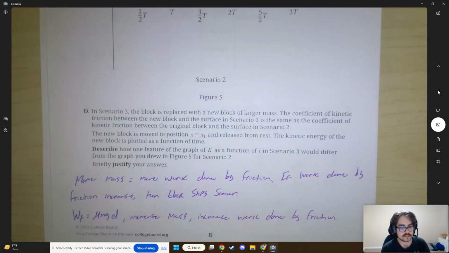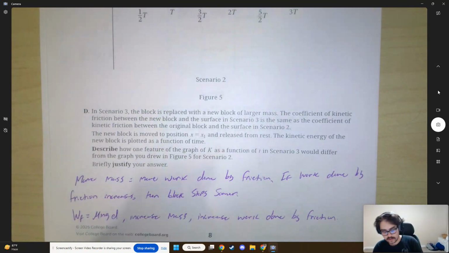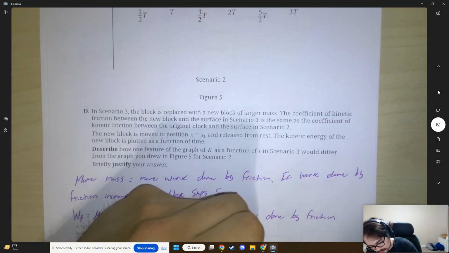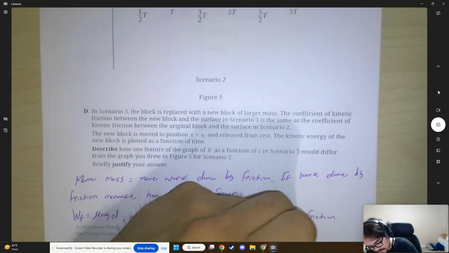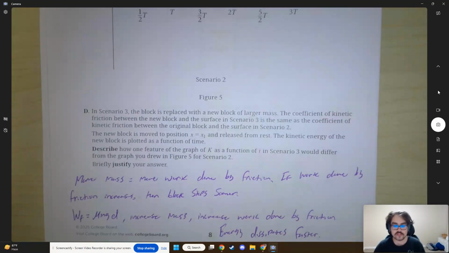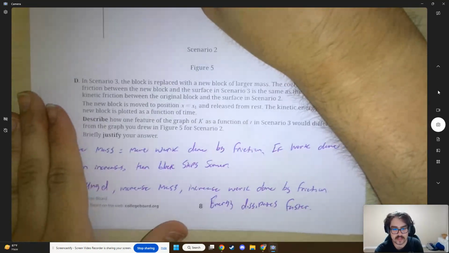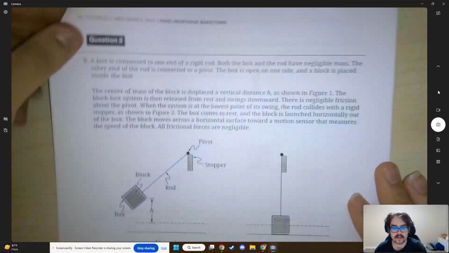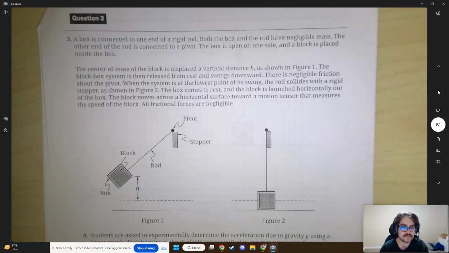So you increase the mass, then more work is being done by friction. That energy is dissipating faster. I should probably also note that too. Energy dissipates faster, or sooner, you can say. Maybe it dissipates maybe not faster. Well, I guess a little bit faster, but energy dissipates sooner, right? Because technically more friction force is acting upon the block, right? That was the way I first rationalized it in my head.